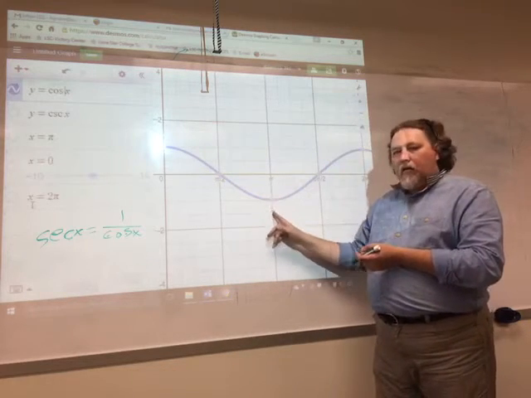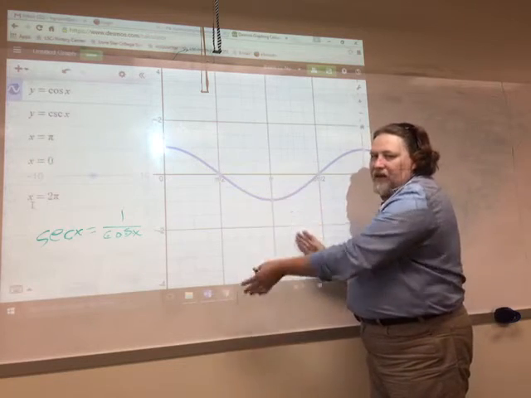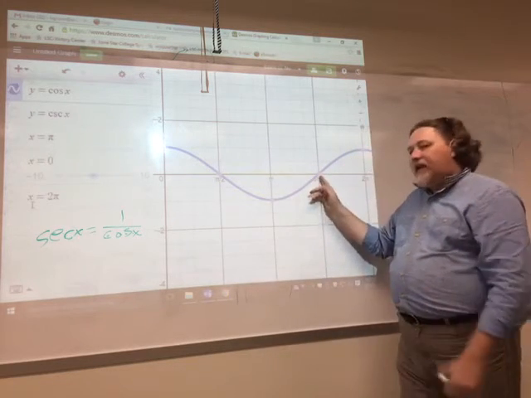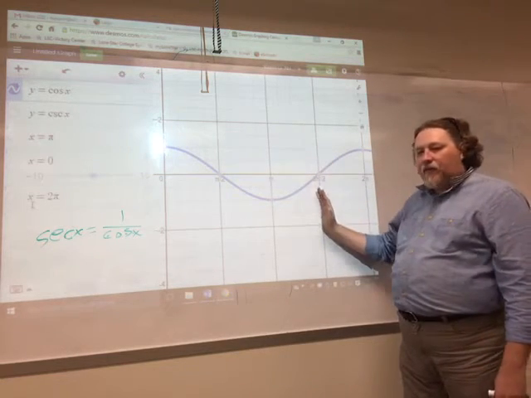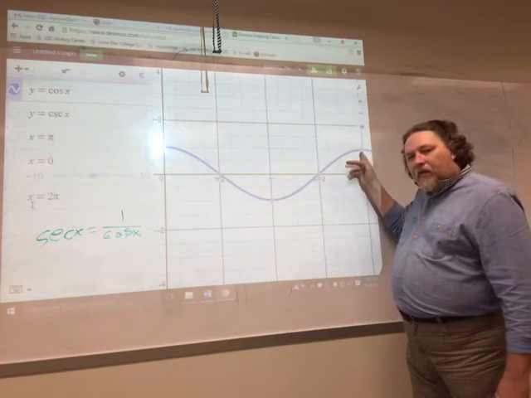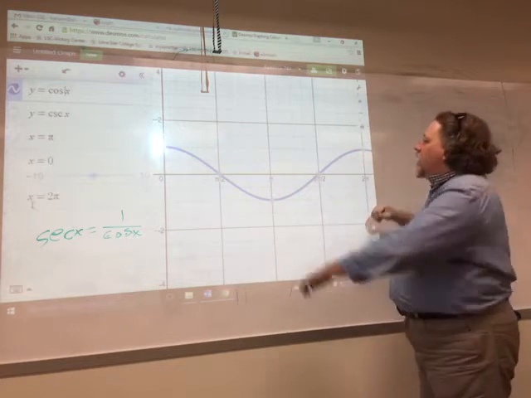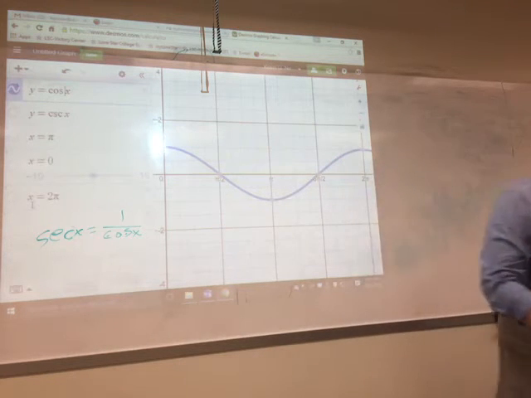Right here, cosine is -1. I expect secant to rise to touch it. And right here, cosine is 0, so again I expect an asymptote because 1 over 0 doesn't exist. And then right here, where cosine equals 1, I expect secant to come down and touch it. And let's find out if I'm right.